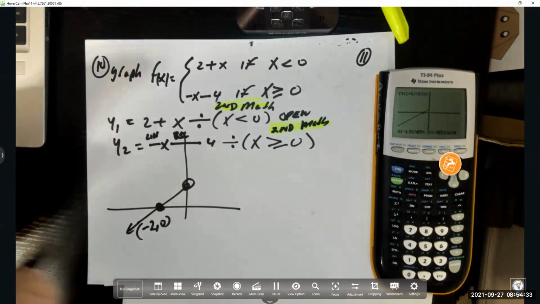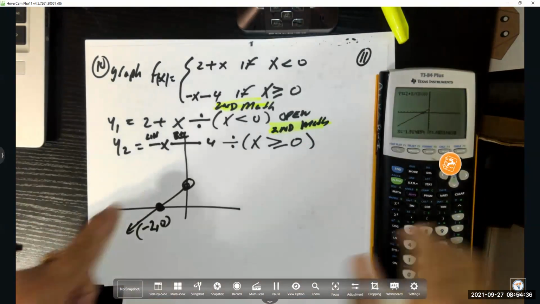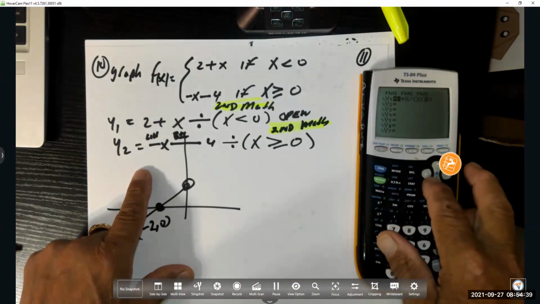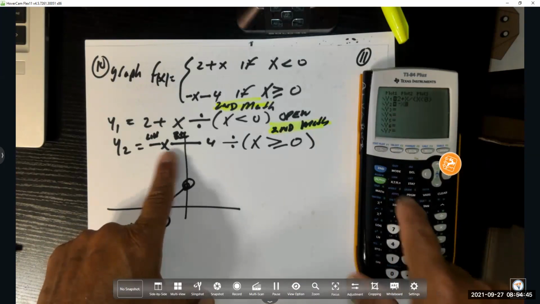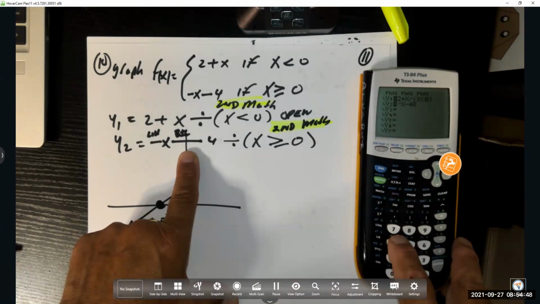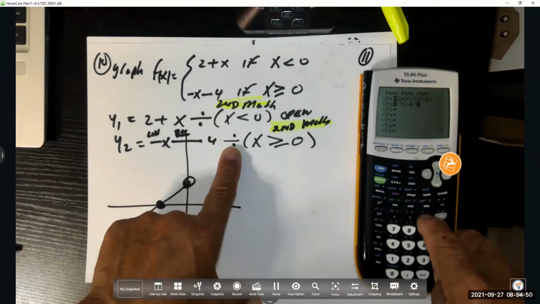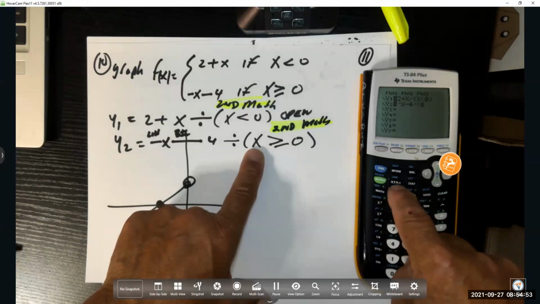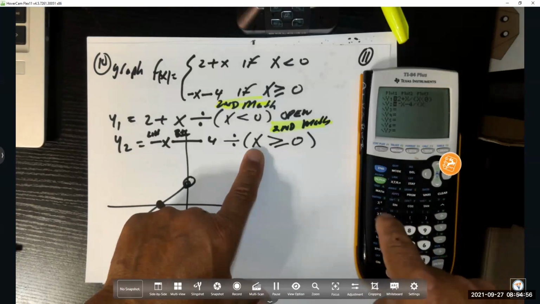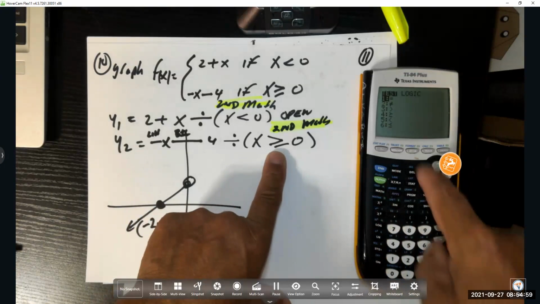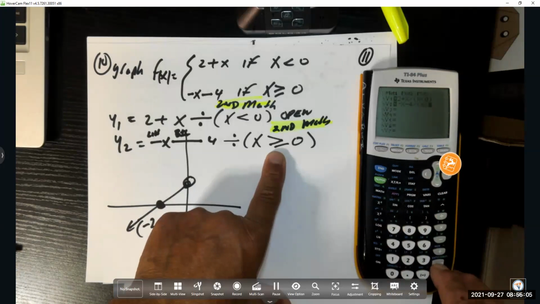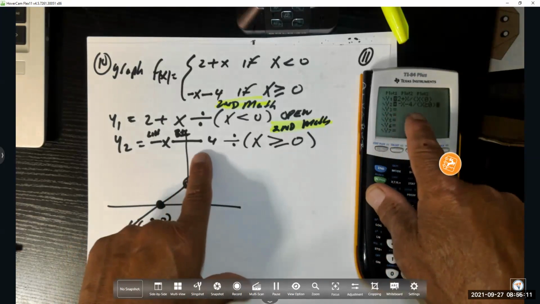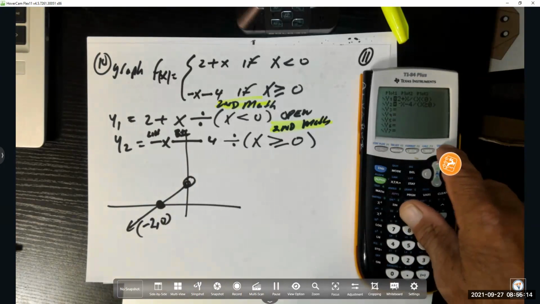So now let me do the second graph. Not the Y1, but I'm going to Y2 now. You're gonna put negative, little minus sign, -x, big minus sign, -4, division symbol, parentheses, x, just a regular x. Now you gotta do second math. The symbol is right there. Bigger than or equal to is the number 4. Put the 0 in it, close it. Okay, it looks like that. Okay, hit enter, hit graph.